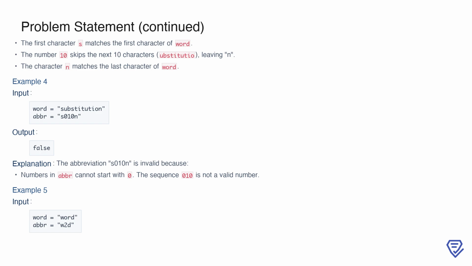However, in another example with the same word, substitution, and a different ABBR, S010N, the output is false. This is because numbers in ABBR cannot start with 0. The sequence 010 is not a valid number, so the abbreviation is invalid, resulting in false. This example emphasizes the rule that numbers in ABBR must be positive and cannot include leading zeros.